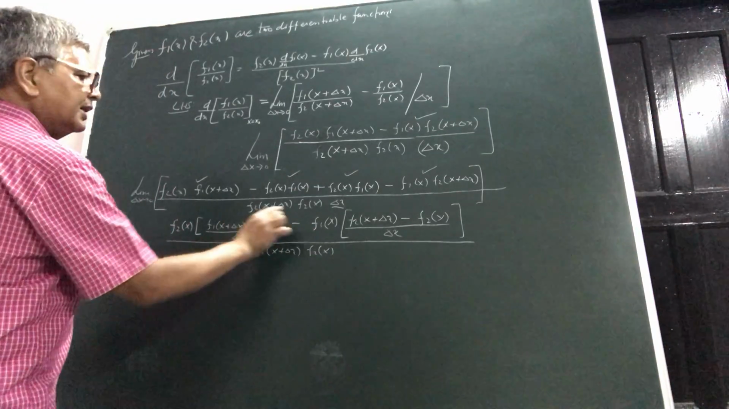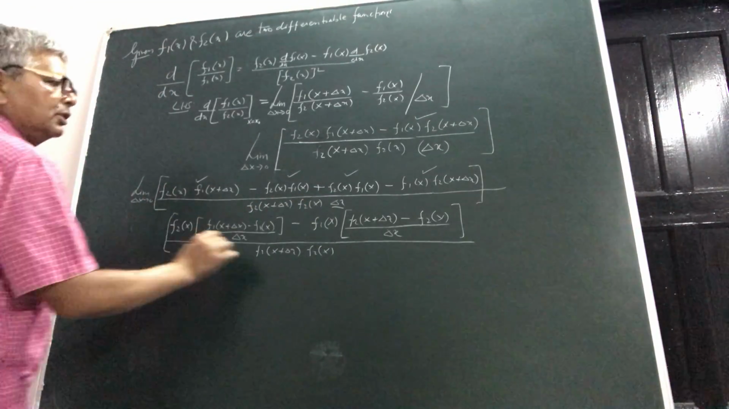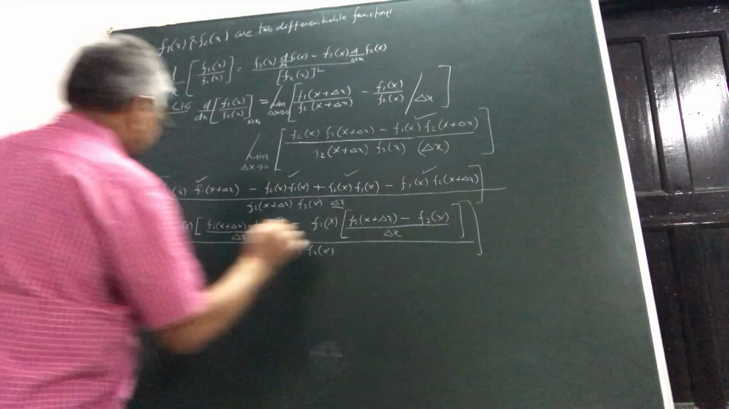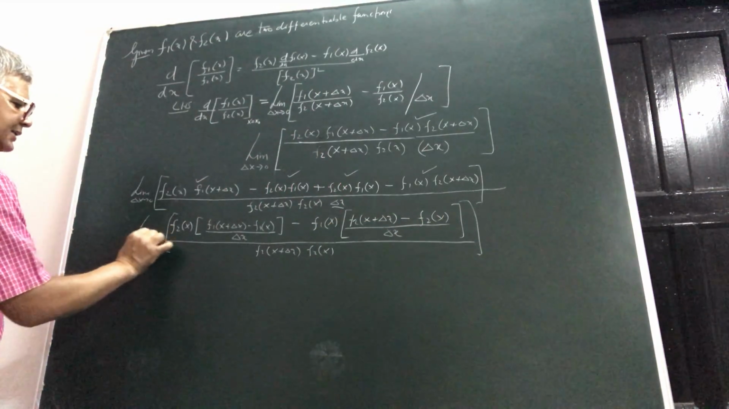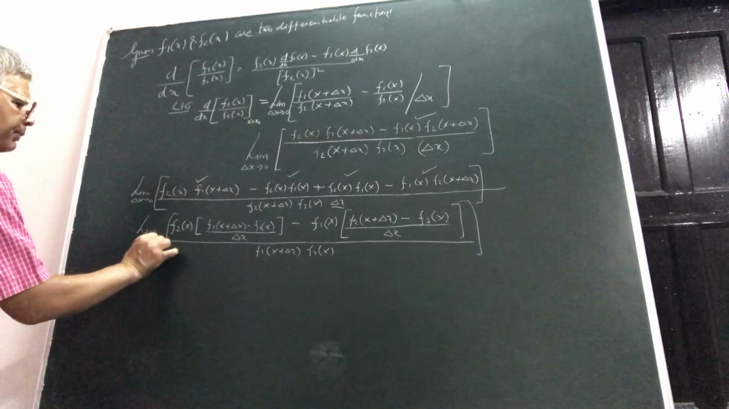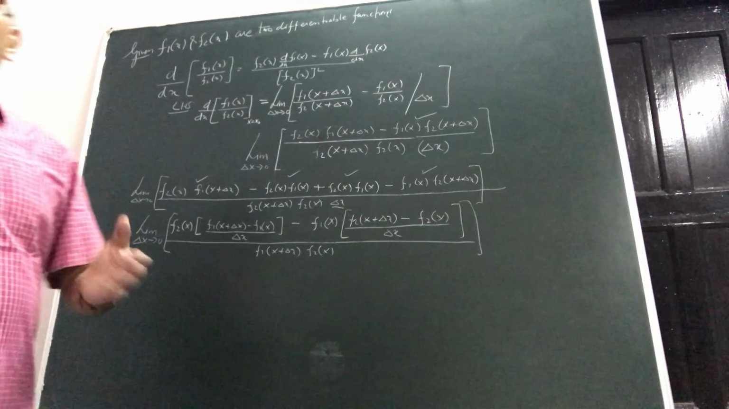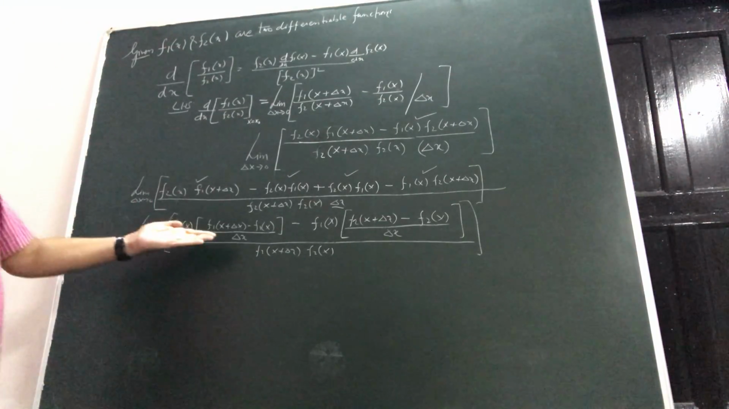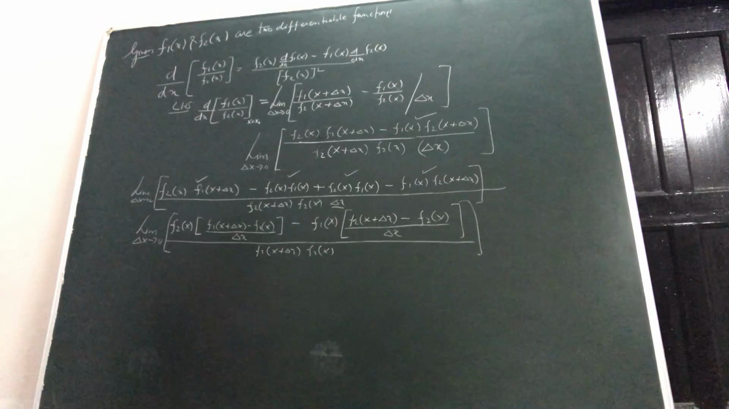Now here in the denominator I am not writing, and then this whole thing I will take as limit delta x tends to 0. How simple the things will come out. You will enjoy it. Only a little bit of effort on your part will make a difference.